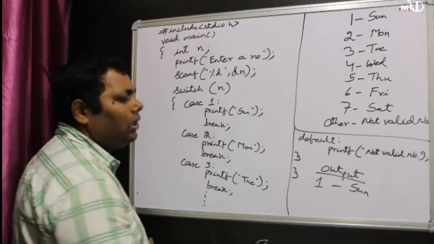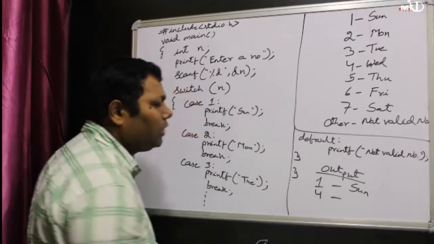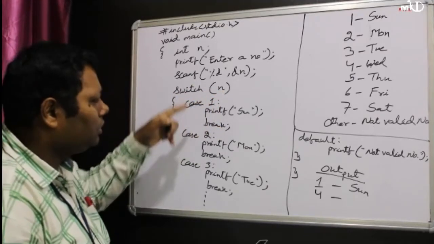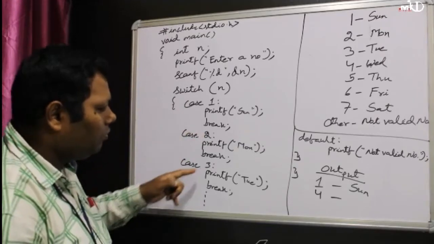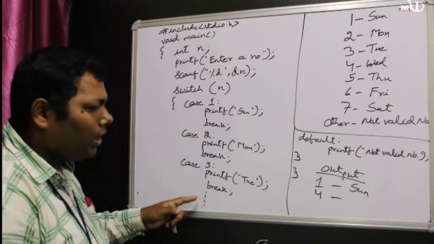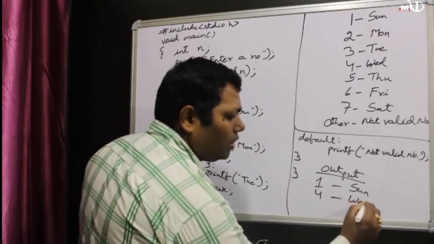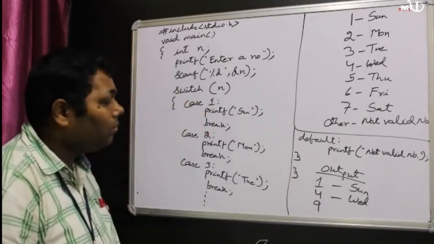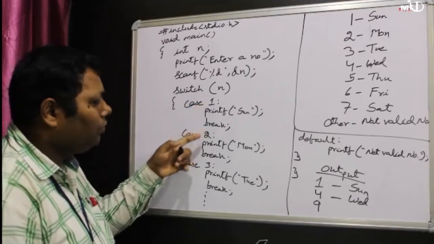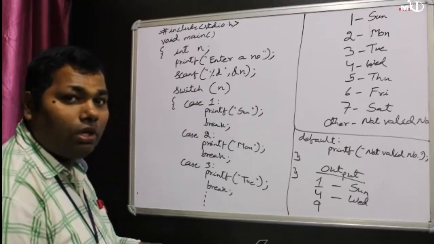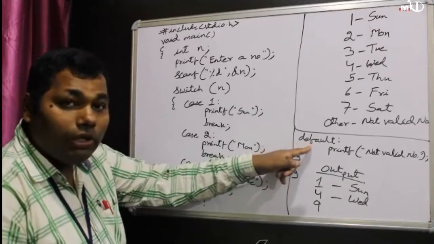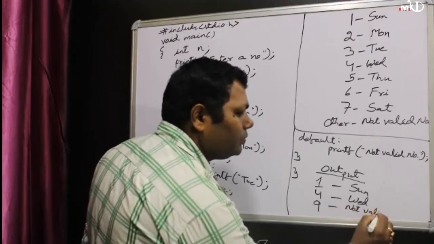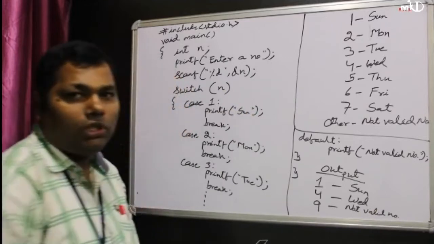Let me take another example. Let the user input 4. What happened? It takes the 4. Case 1, false. Case 2, false. Case 3, false. Case 4, yes, true. And what is that? Wednesday. Let the user input 9. What happened? Case 1, false. 2, false. 3, false. 4, 5, 6, 7, all are false. So next it goes to the default. So in the default, not valid number. Clear?